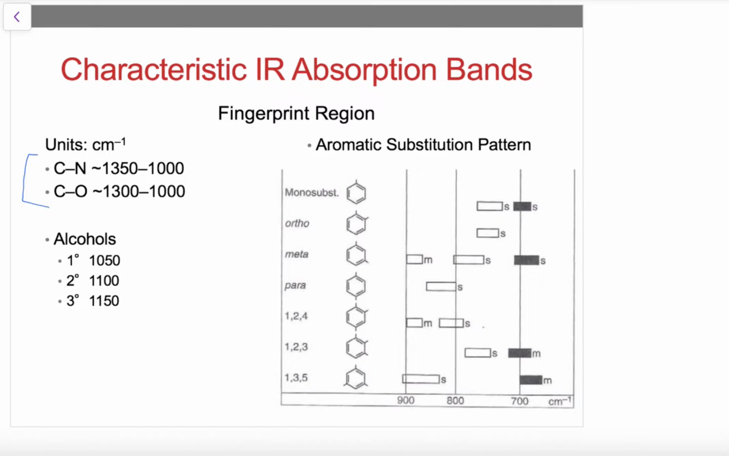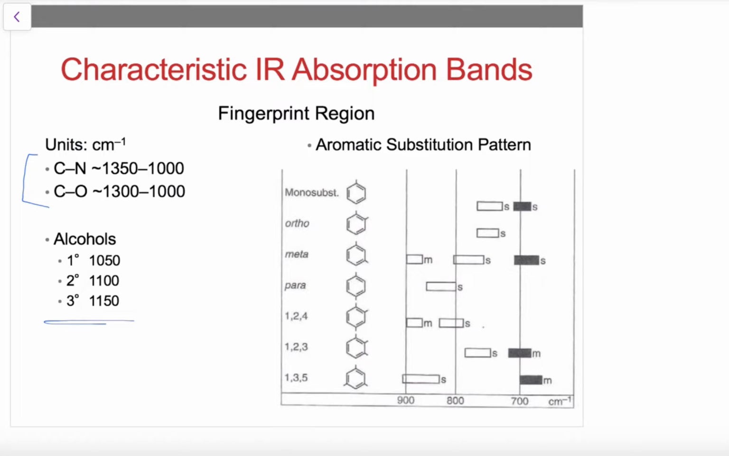As we mentioned earlier, we can also figure out what type of alcohol we have, the substitution on it. Is it primary, secondary, or tertiary? Primaries typically have a peak around 1050, secondary around 1100, tertiary around 1150. Another useful thing from our IR is we can determine the aromatic substitution pattern. In combination with other types of spectroscopy, NMR specifically, we can figure out where the groups belong on an aromatic ring.